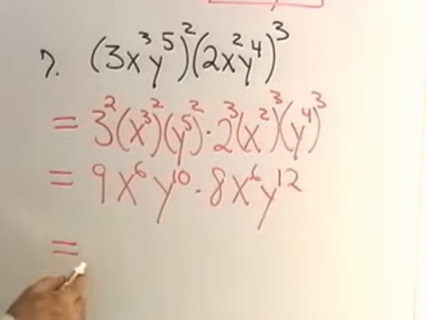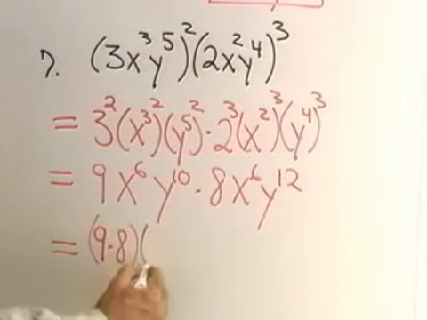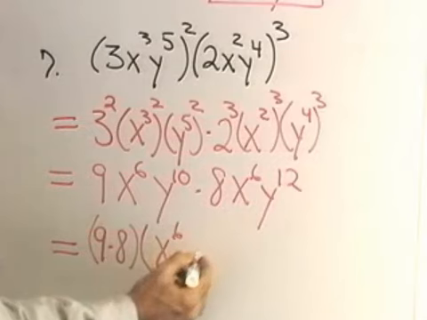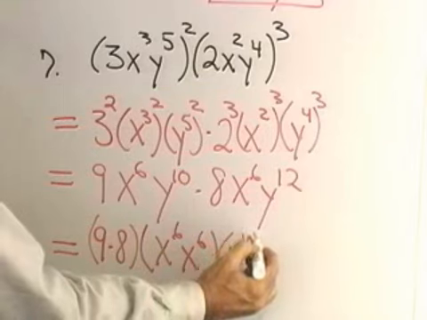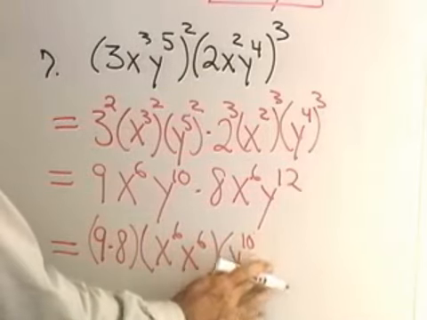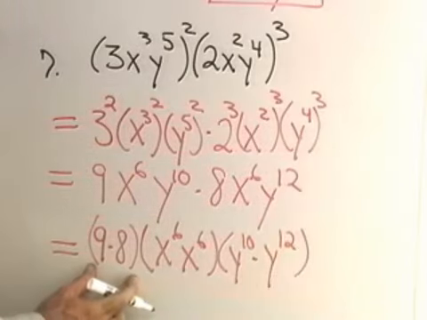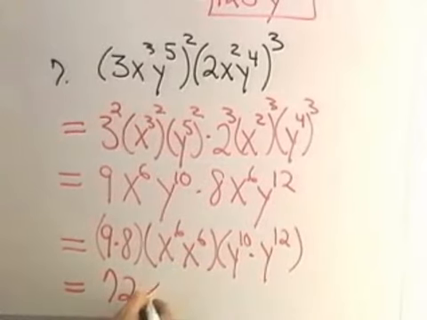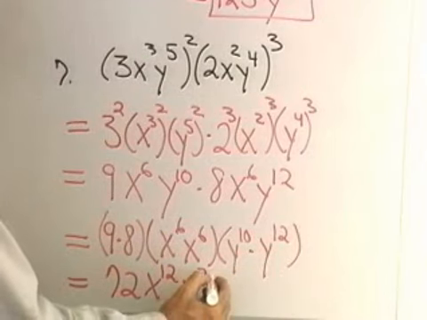Now, I'm going to use the commutative and associative properties to regroup. So it'll be 9 times 8, rearrange the order in the grouping, x to the 6th times this x to the 6th, and then y to the 10th times y to the 12th. So I've grouped the numbers together, the x's together, and the y's together. Okay, 9 times 8 is 72. X to the 6th times x to the 6th is x to the 12th. Y to the 10th times y to the 12th is y to the 22nd.